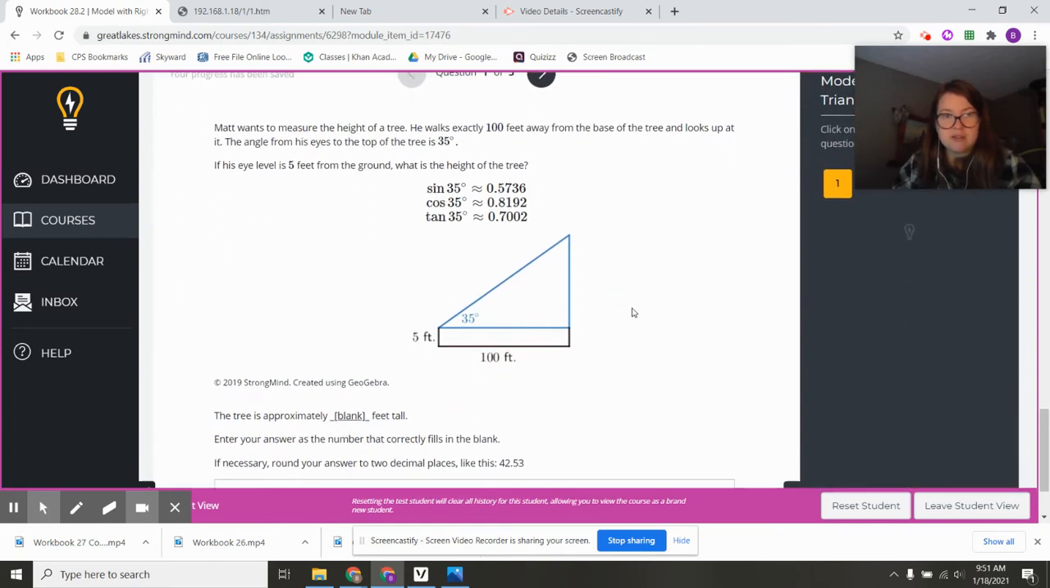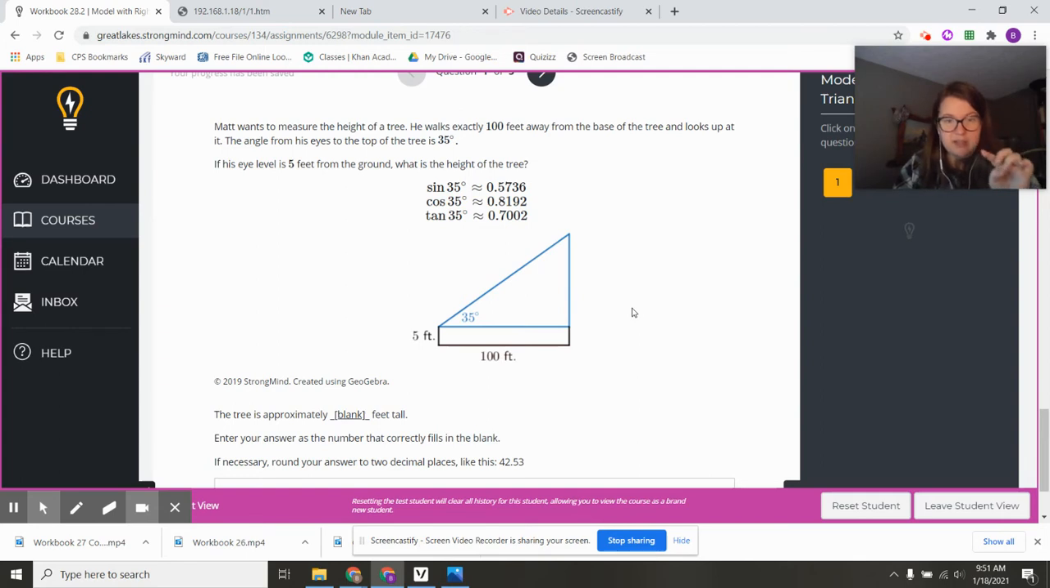Matt wants to measure the height of the tree. They have this lovely picture here, and they have decimal approximations that go out quite a bit. I don't know why they have those, because you have a calculator and you'd have to use a calculator anyway. So I don't know why they do this. Okay, so let me go back to here.